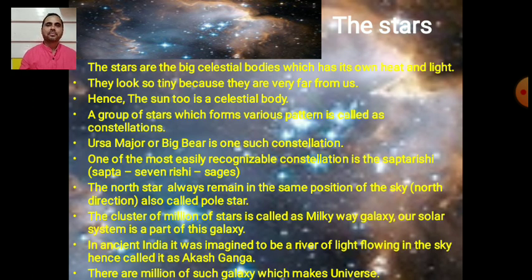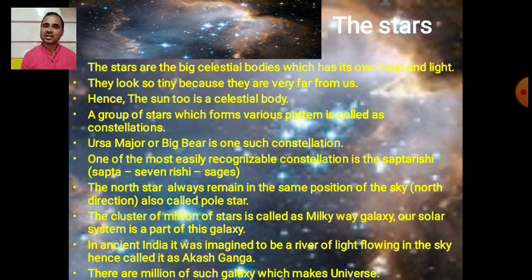Let me tell you, if you see the sky, sometimes you see a group of stars together. And if you watch that group of stars carefully, you will feel they are forming some pattern. Correct? So this group of stars which forms different patterns, such patterns are called what? Constellations. Now what are constellations?